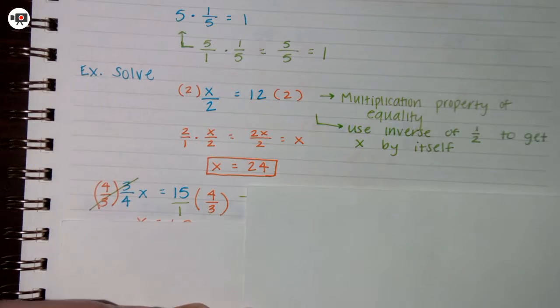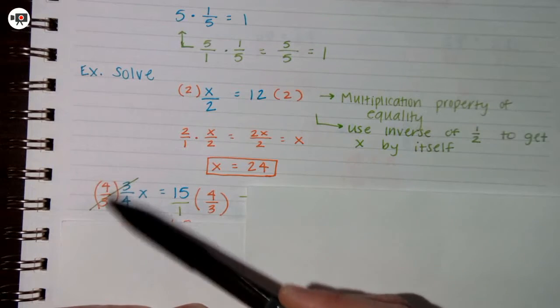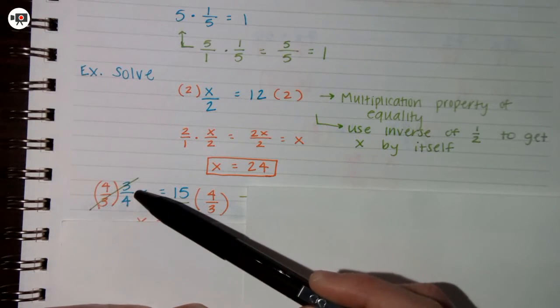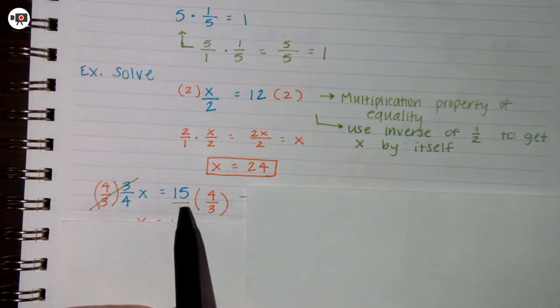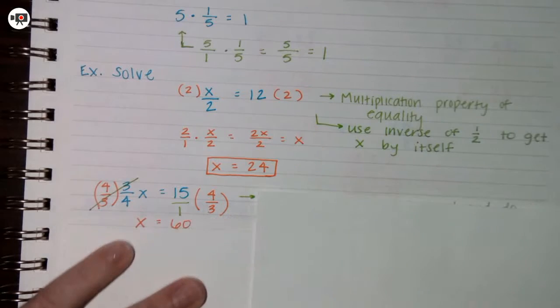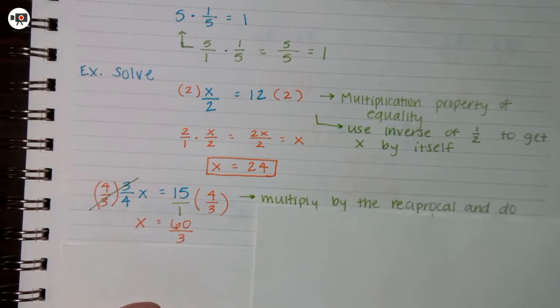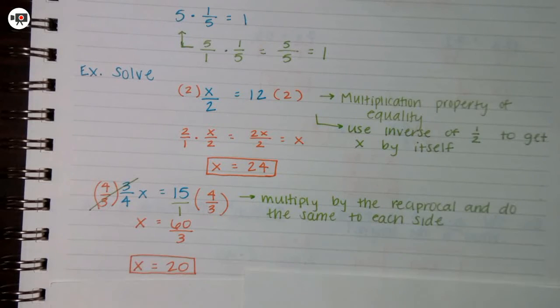In this example, I have 3/4 x equals 15, and here I have my fraction out in front. So I multiply by the reciprocal, so I take my fraction, 3/4, and I flip it to be 4/3. That equals 15. What I do to one side, I have to do to the other side, and so I'll have x equals 60 over 3, because 15 times 4 is 60, 1 times 3 is 3, and then reducing this, I get x equals 20.